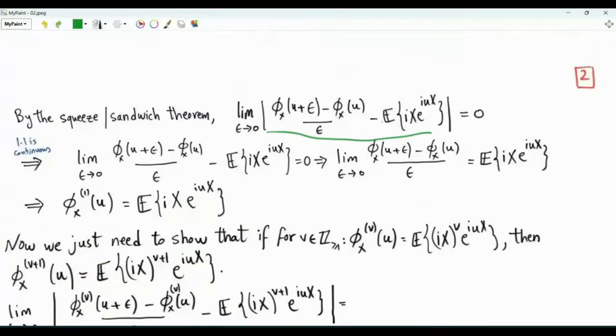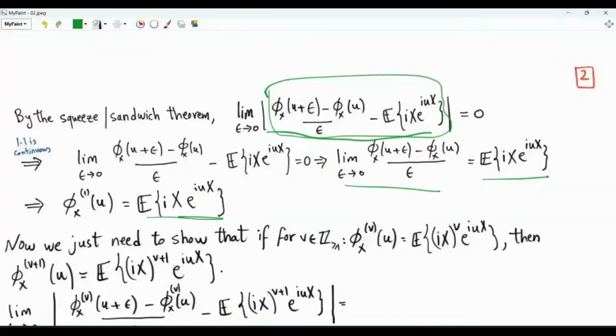We have shown that the magnitude of this difference approaches 0 as epsilon tends to 0. So what we have inside the magnitude here tends to 0, and this limit is given by this expectation. And at the very beginning, we verified that in magnitude, this expectation is finite. Indeed, the characteristic function is differentiable, and this is its first derivative.